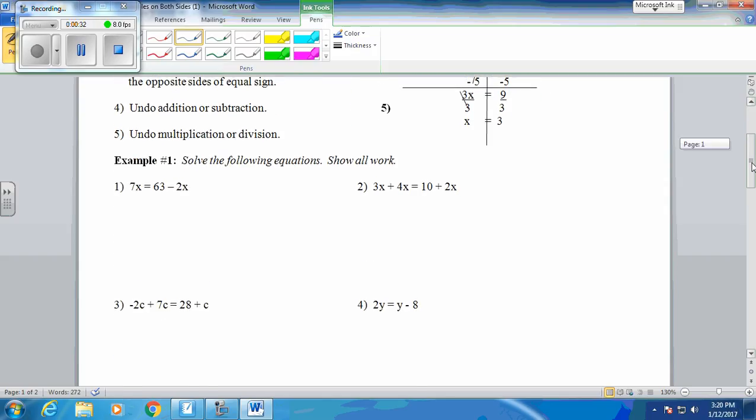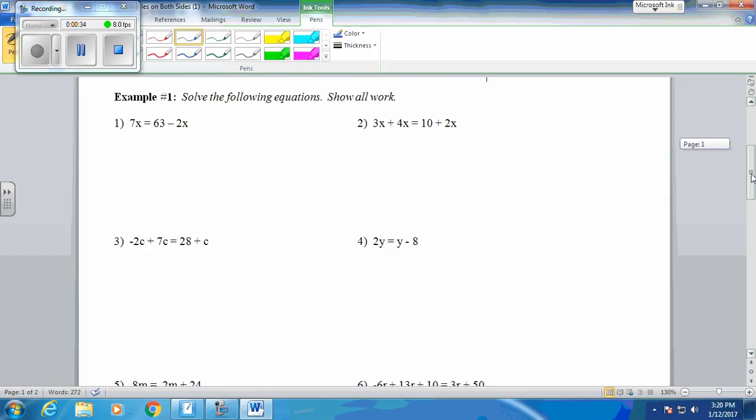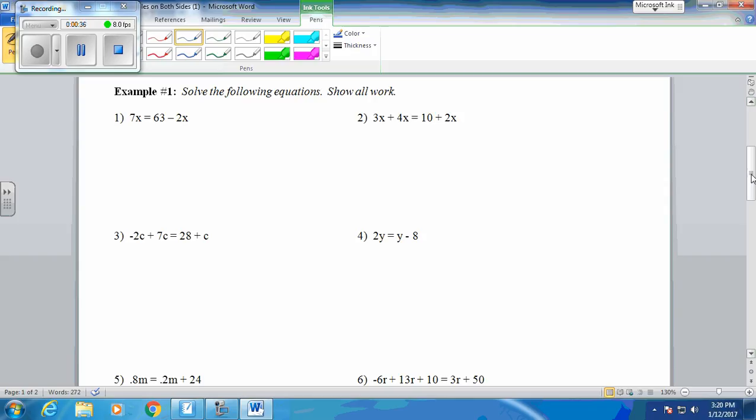So we're going to go through and solve the following equations, and it says for us to show all our work. Now, when you have 7x and you have a negative 2x on the opposite side, remember they are still like terms, so you can combine those together and treat them just as if you had something like this. If you guys had this on your paper, this would be the same thing. You would subtract 63 from both sides.